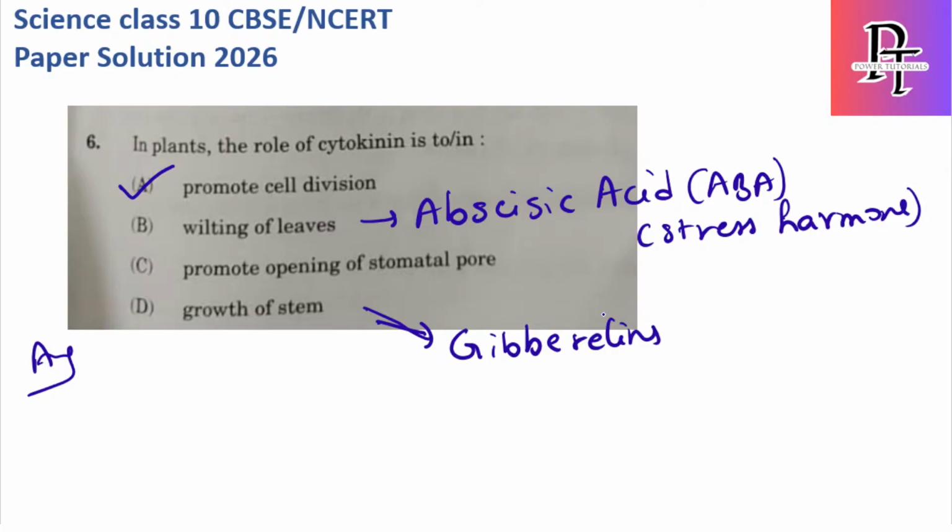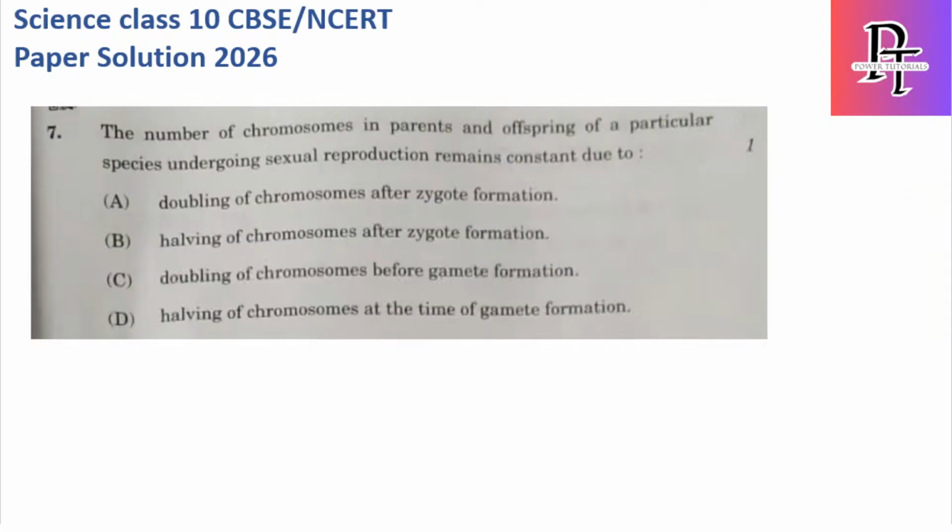Okay, so promote opening of stomatal pore. It also happens by cytokinesis, but it is not the primary role. Here they are asking about only a single option, so the main option is cell division. Okay, next, move to the seventh one.